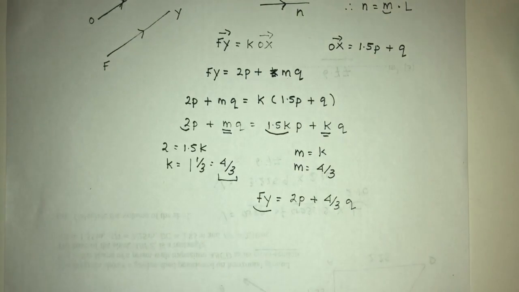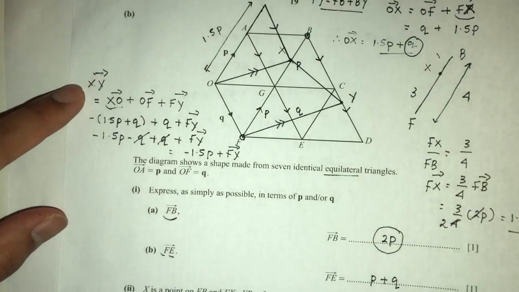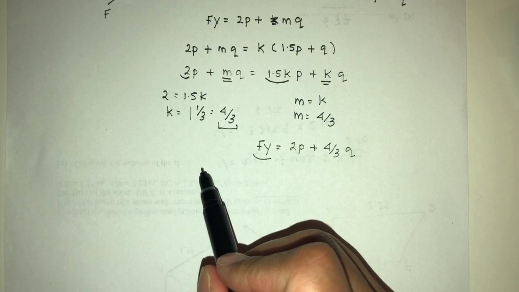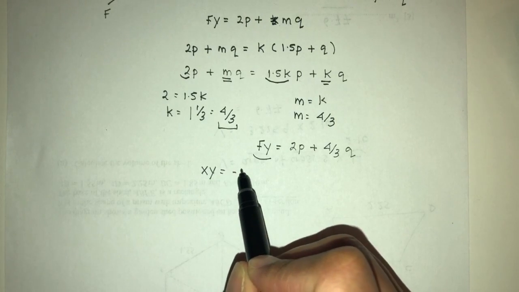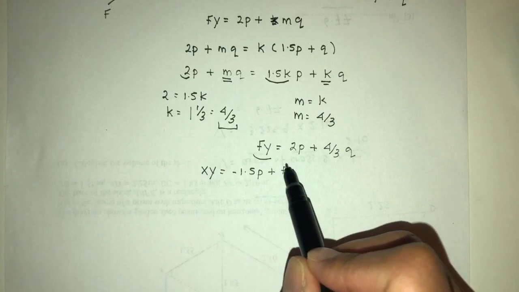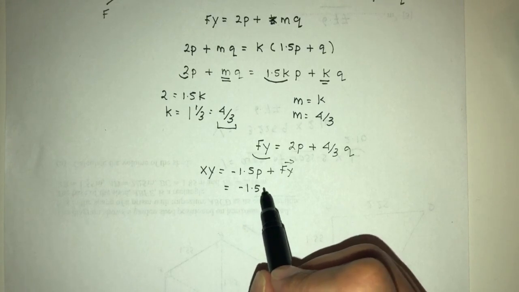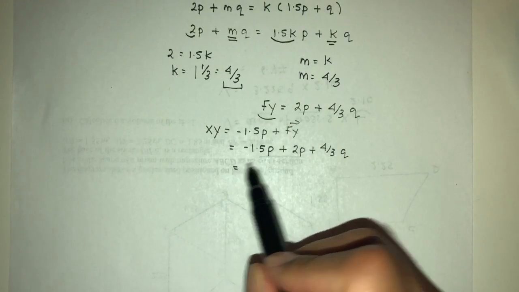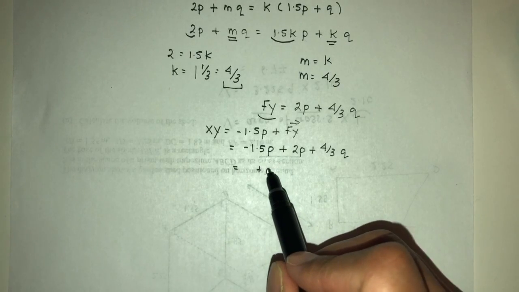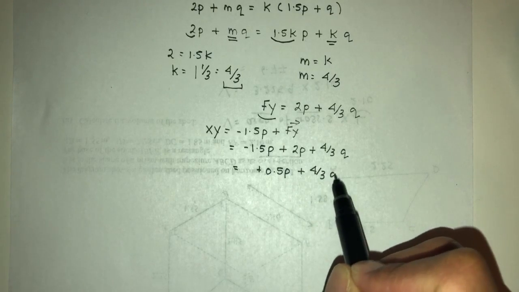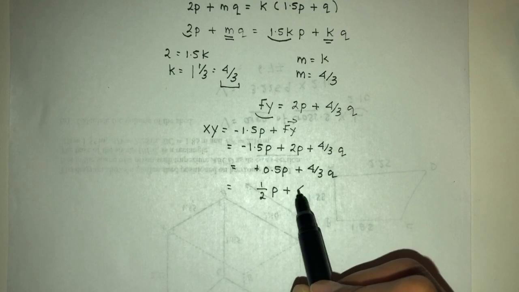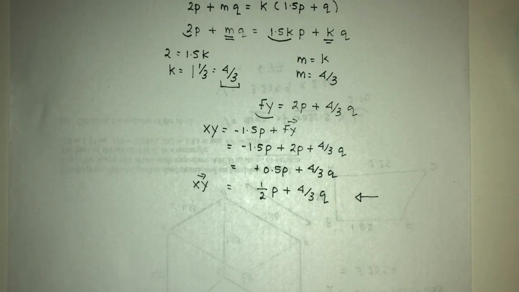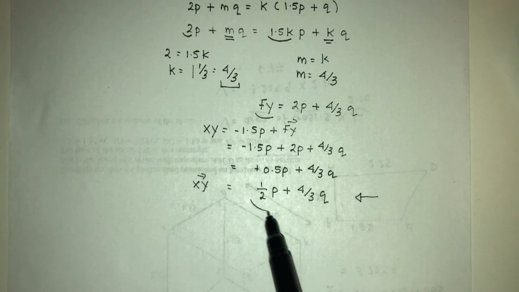So now we have FY. Using this, going back to the main thing, which is XY, we have to do minus 1.5p plus FY. So XY is minus 1.5p plus FY. That should be minus 1.5p plus 2p plus 4 over 3q. That should give you plus 0.5p plus 4 over 3q, which is the same as 1 over 2p plus 4 over 3q as your answer for XY. Okay, so I did go in depth explaining this question, so I hope that's kind of helpful in finding this value.